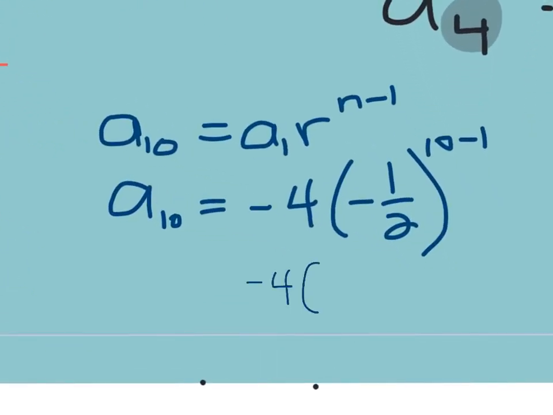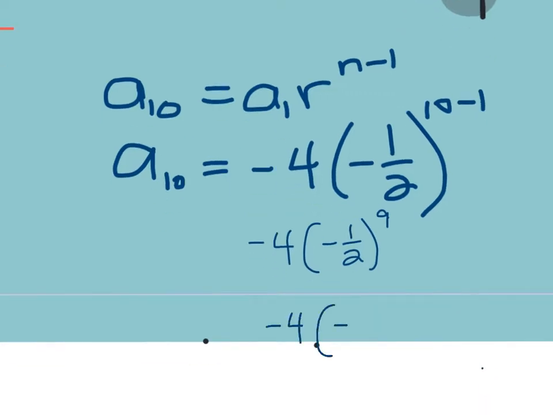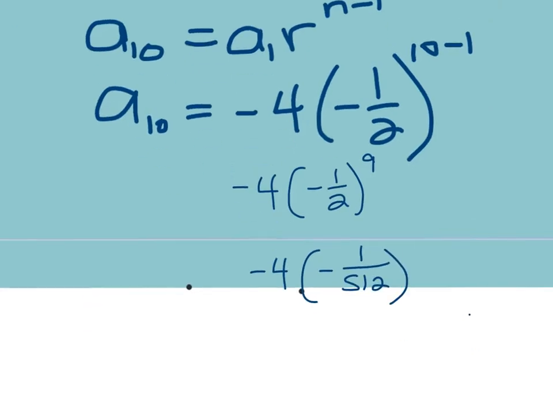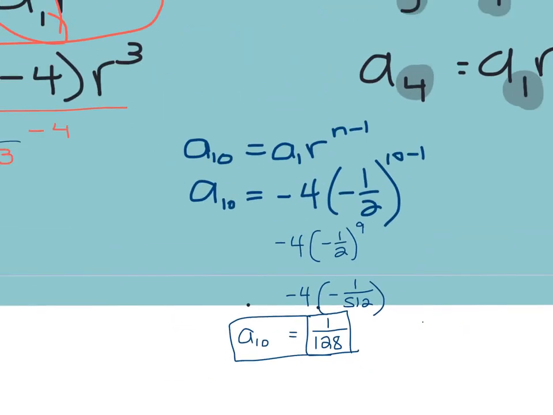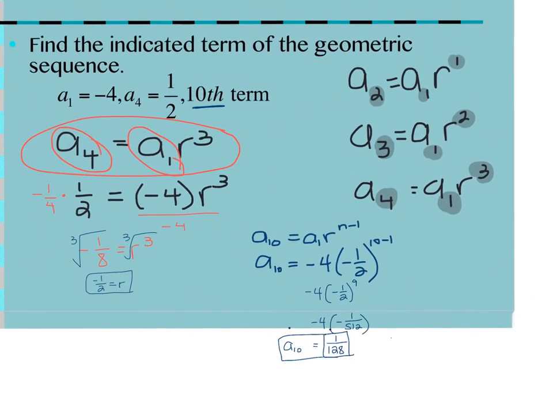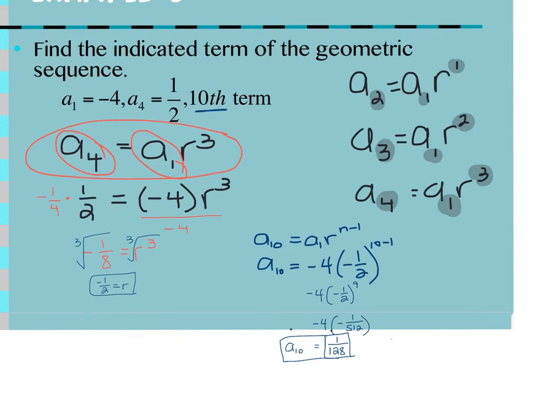So negative 4 times negative 1/2 to the 9th. Now remember, the exponent is only on the 1/2. Even if I gave you a calculator here, I don't want a decimal there. I want an exact number. So this should be negative 4 times negative 1 over 512. Then simplify that, and I get 1 over 128. The danger of the calculator there is you'll rely on it to get a decimal, and it will be wrong. You can use it to get 2 to the 9th, but then you need to make sure you keep it exact.